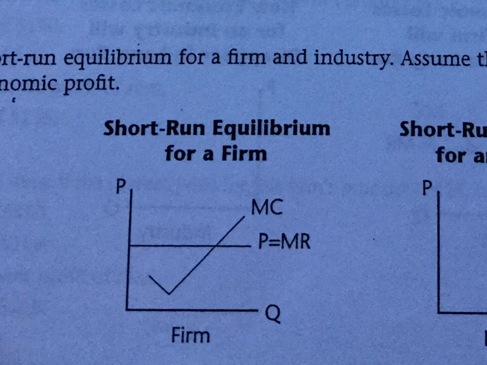At the bottom of the page, we're looking at short-run equilibrium for a firm on the left, industry on the right, and we're assuming economic profit. So in this case, if we're earning an economic profit, it's going to look the same as the graph at the top of the page. Your average total cost and your average variable cost will be below your price curve.